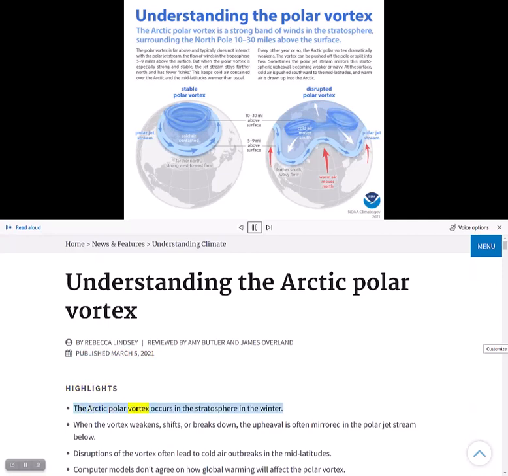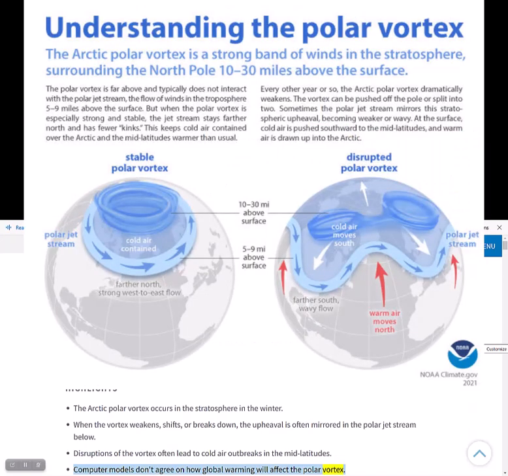The Arctic polar vortex occurs in the stratosphere in the winter. When the vortex weakens, shifts, or breaks down, the upheaval is often mirrored in the polar jet stream below. Disruptions of the vortex often lead to cold air outbreaks in the mid-latitudes. Computer models don't agree on how global warming will affect the polar vortex.